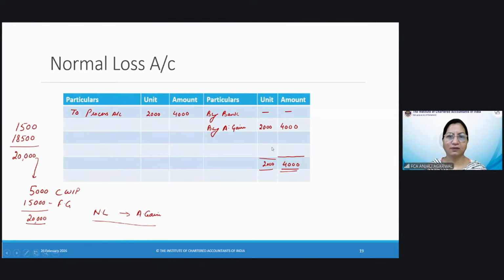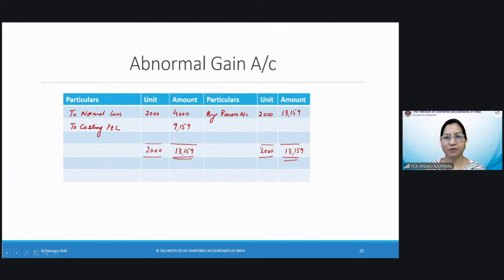Normal loss account: not even a single unit of scrap, so nothing could be sold. Entire will be charged from the abnormal gain. So what is the abnormal gain? You could produce 2000 extra units, and as the cost per unit is coming out to be 6 point something, your total profit is 13,159. But if this would not have been there, we would still have had 2000 units of scrap, which could have easily fetched us 4000 rupees. So truly speaking, the abnormal gain is 9159, which will move to costing P&L account. Right? Any questions?